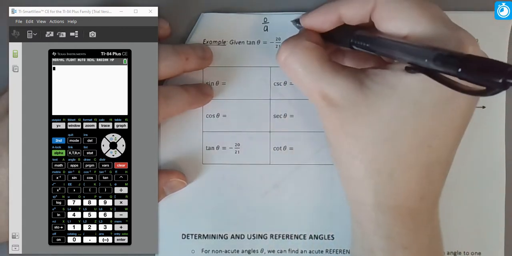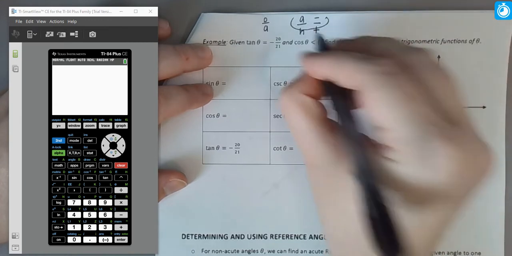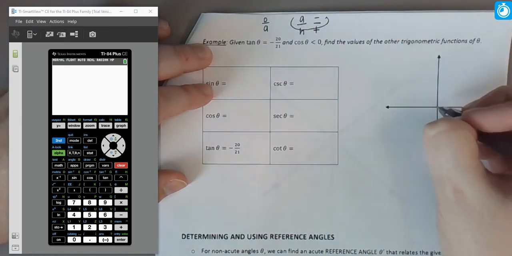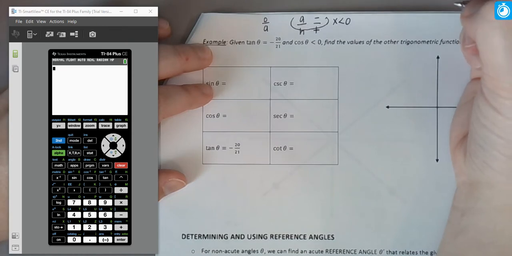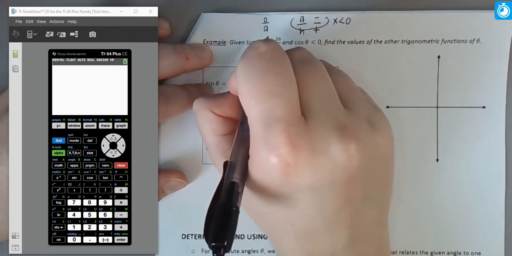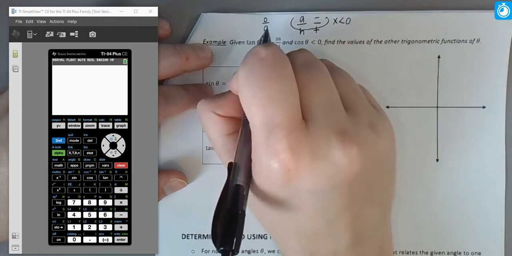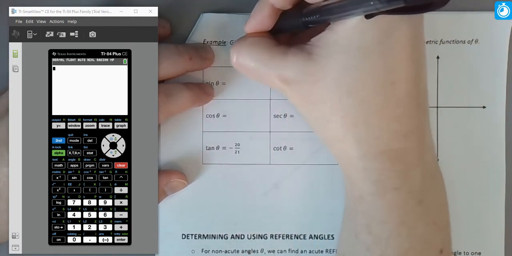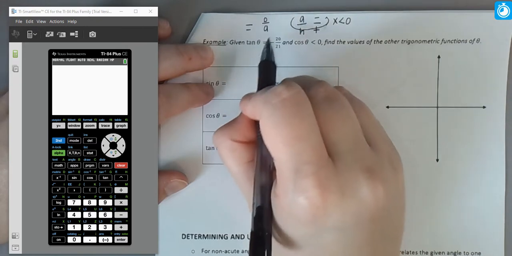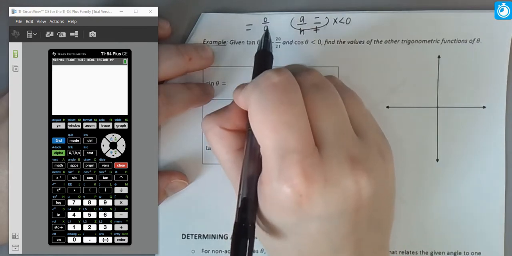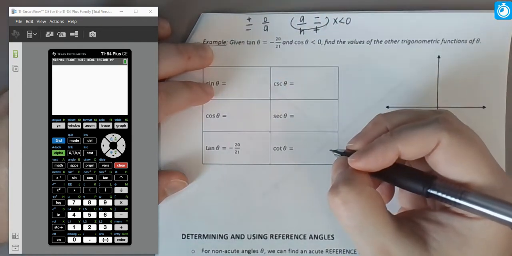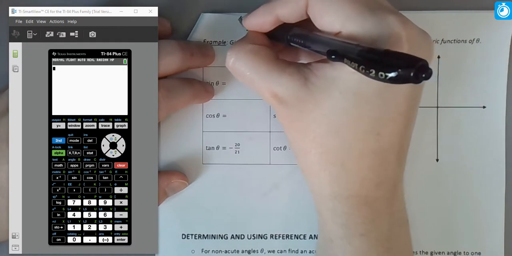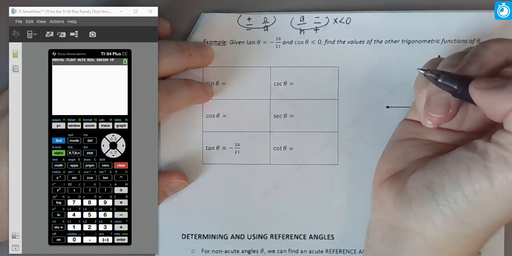Well, if the adjacent side is negative, remember that's our x, that means we're over here. If the adjacent side is negative, that means our x is negative. Well, that also gives us information about this ratio, right? So if the adjacent has to be negative, we know our denominator over here has to be negative. And if the result from division was negative, then in order to get that from a negative denominator, we know our numerator had to be positive. So our adjacent is negative, our opposite is positive.